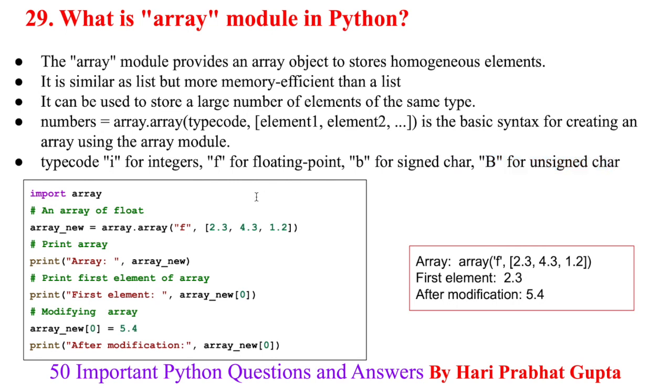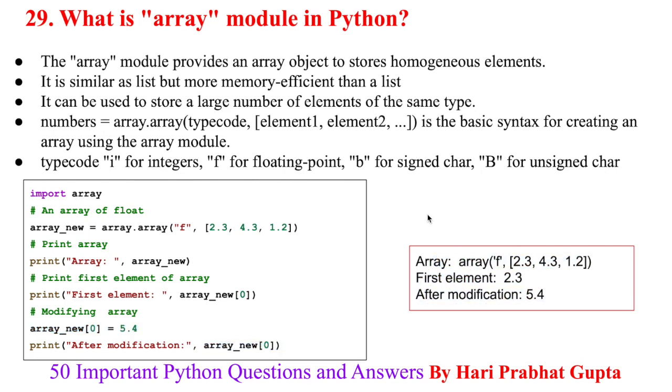So in this example, we can see that array f holds float values, and we can store the values in the array, then print the values and print the first element of the array. Since indexing starts from 0, we can print the first element. To modify the array, if you want to modify the value at an index, then 2.3 is modified to 5.4, and the right hand side shows the output.